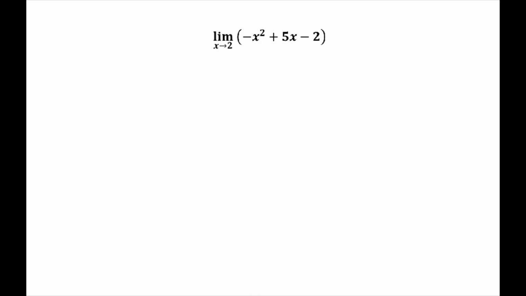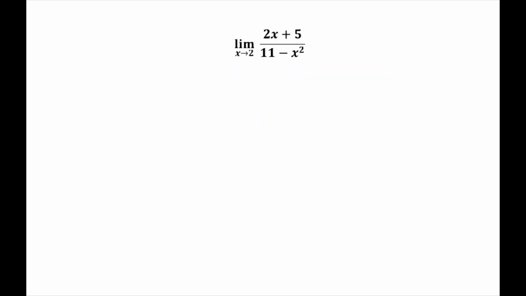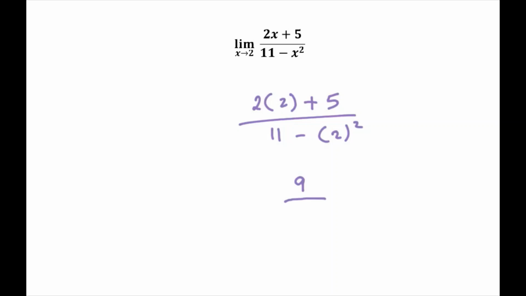So the first one, limit of negative x squared plus 5x minus 2 as x approaches 2. Best thing to do is to substitute x by 2. So it will be negative 2 squared plus 5 times 2 minus 2. That's going to be equal to 4. So basically it's just a very simple substitution. Now here we are going to also substitute, so it will be 2 times 2 plus 5 over 11 minus 2 squared. That's going to be 9 over 7.